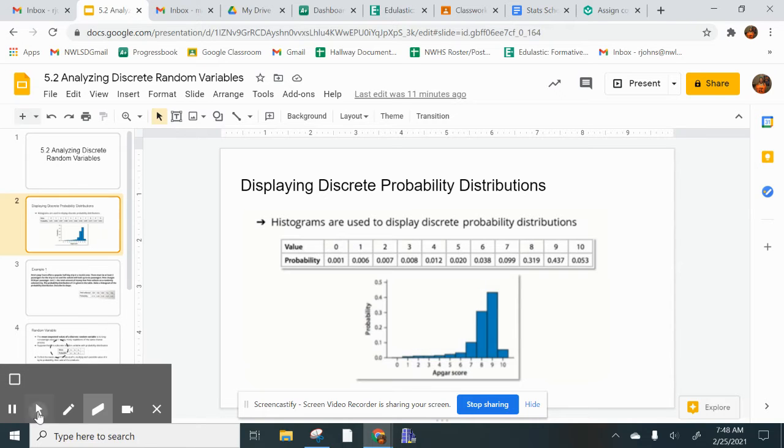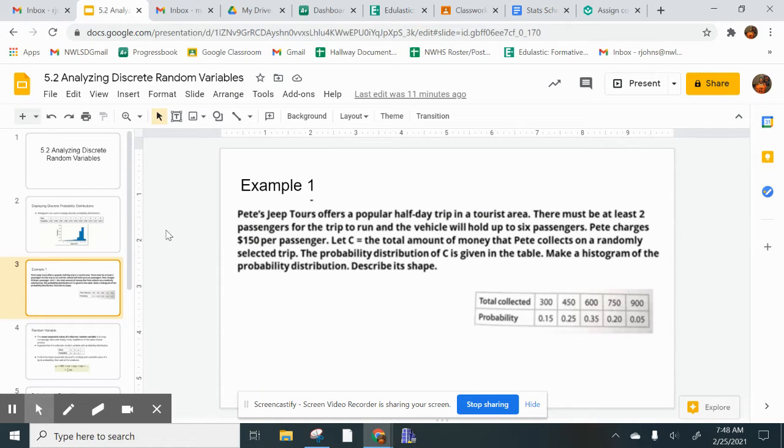Okay, let's keep on going. My example here: Pete's Jeep Tours offers a popular half-day drive trip in a tourist area. There must be at least 2 passengers for the trip to run, and the vehicle will hold up to 6 passengers. Pete charges $150 per passenger. Let C be the total amount of money that Pete collects on a randomly selected trip. The probability distribution of C is given in the table. Make a histogram of the probability distribution and describe its shape.